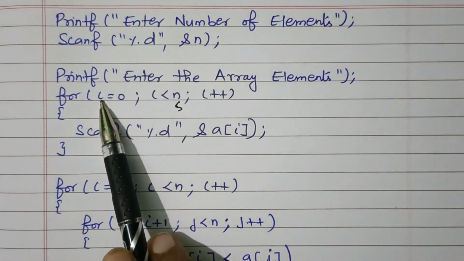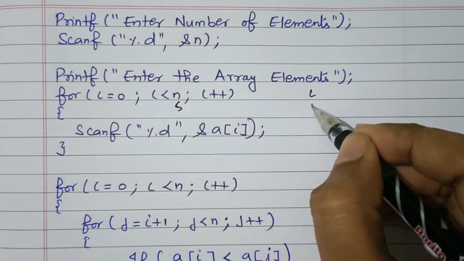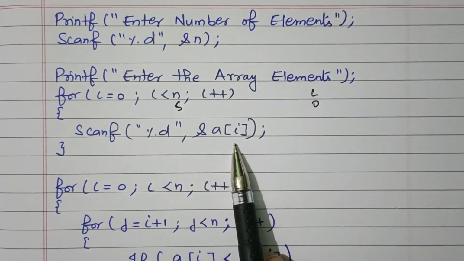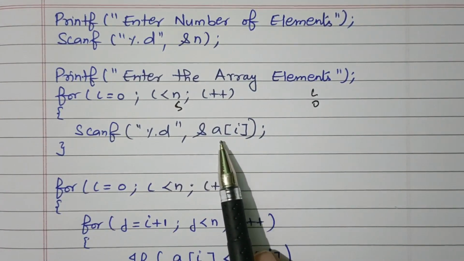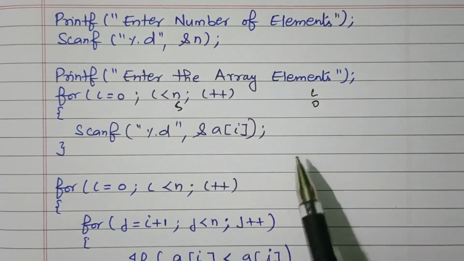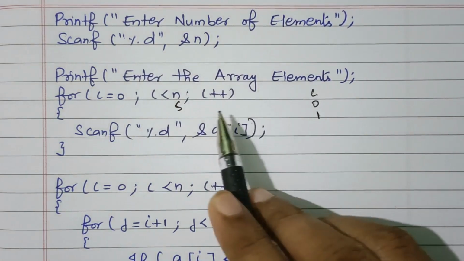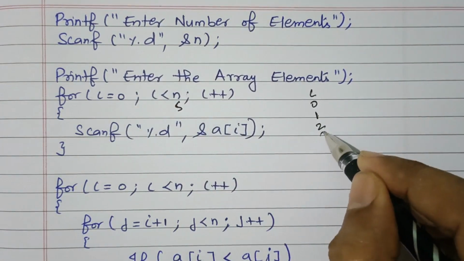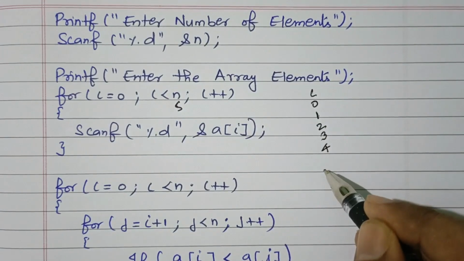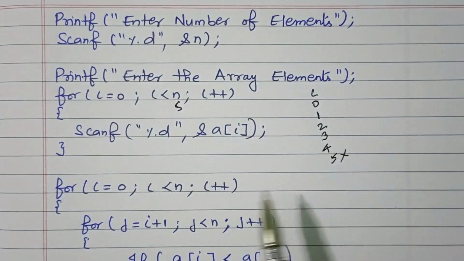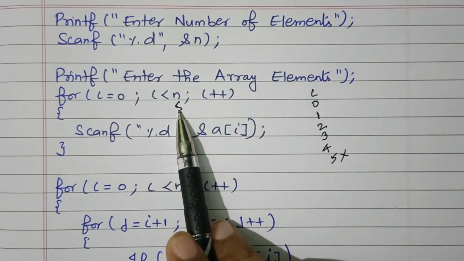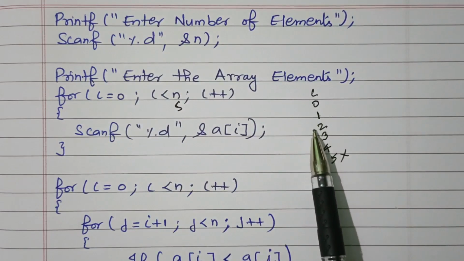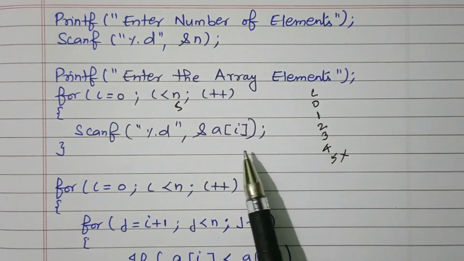Right. So first i equal to 0. The i value is 0. Then it will scan %d and a of i. So the first number the user entered will be stored in a of 0. Then i becomes 1, incremented by i plus plus. The second number will be stored in a of 1. Then a of 2, a of 3, a of 4. Then 5 is invalid, since i is less than 5. So 0, 1, 2, 3, 4: 5 elements are stored in this array.